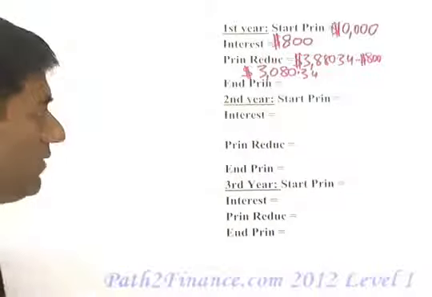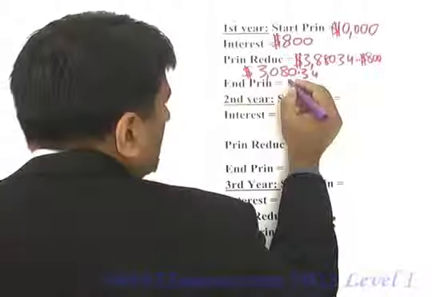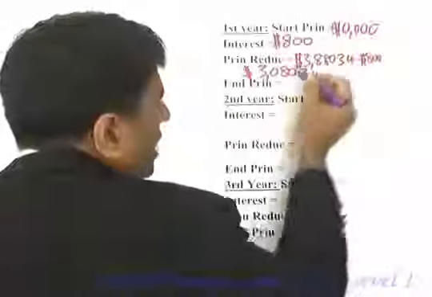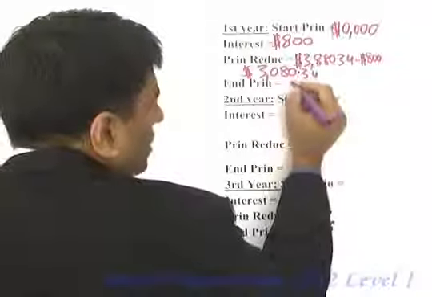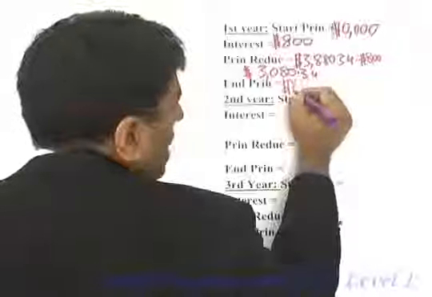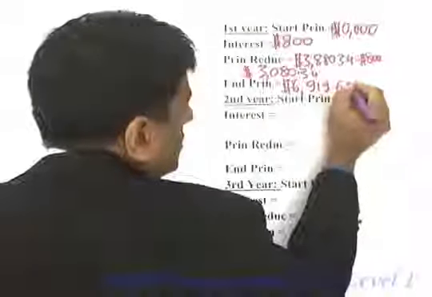So for the second period, the starting principal will be the ending principal for the first period, and the ending principal for the first period will be 10,000 minus the principal reduction of 3,080.34, or that will be 6,919.66.